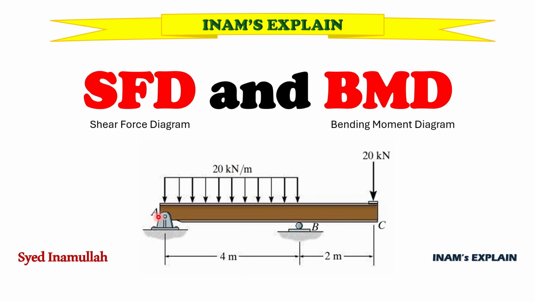to 4 meters, from this pin support A to the roller at point B. We also have a concentrated load of 20 kN at point C, and the total length of the beam is 6 meters. We will draw the shear force diagram and bending moment diagram with a graphical method, that is, the area method.